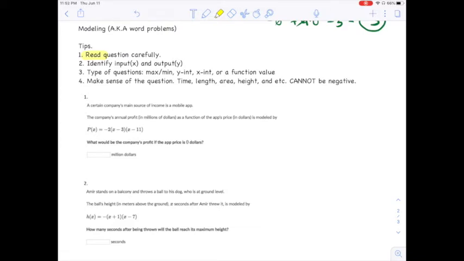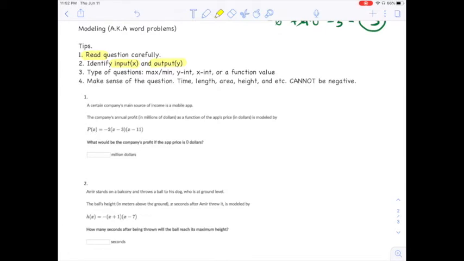So we need to read first, and after that, you have to identify input and output. It depends on the question. You have different situations, but anytime you read, they will say what your input is, and after you put that value in, what the function value is. You can get it from the graph or as a sentence.